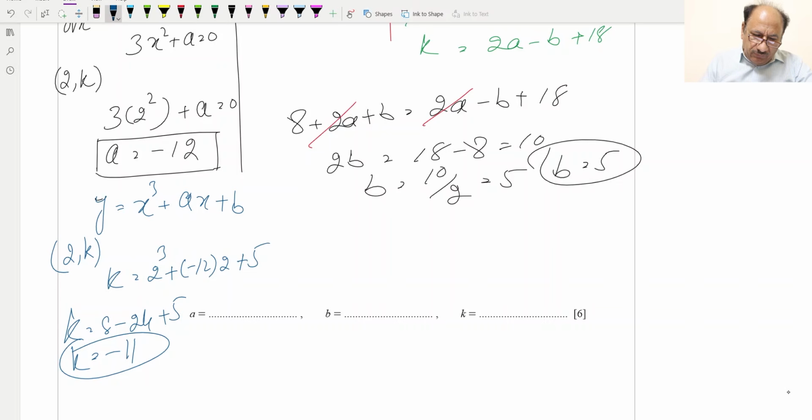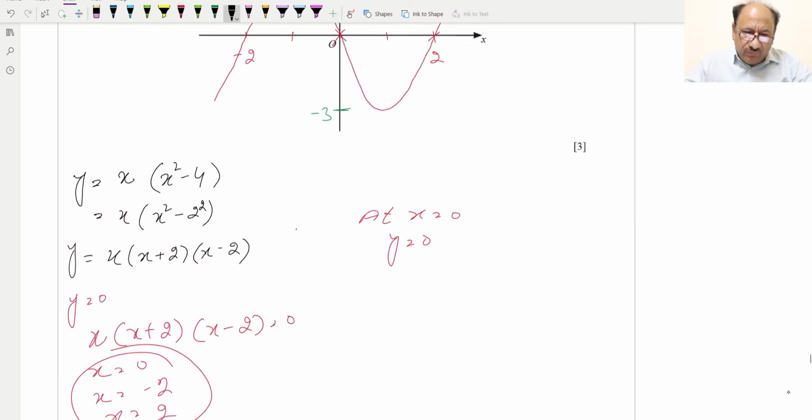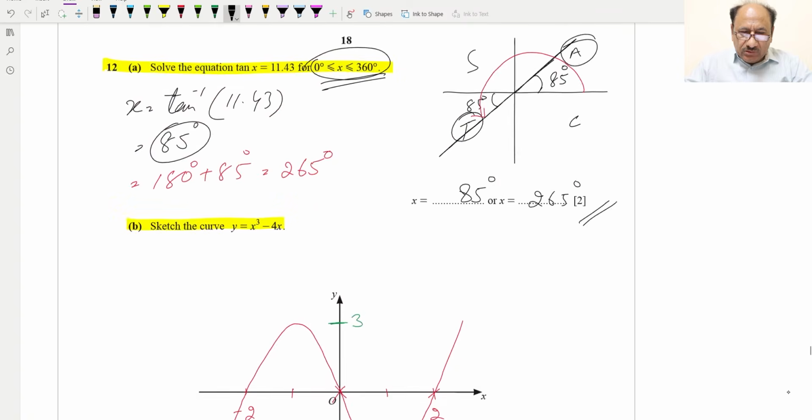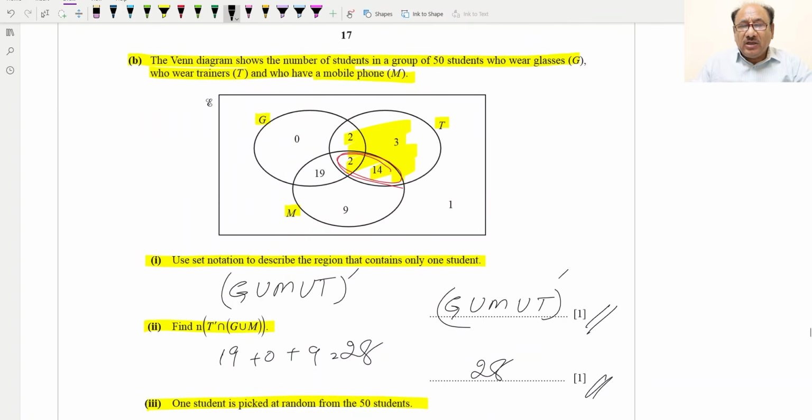We got all three values which were required, so our answer will be: a value is minus 12, b value is 5, and k value is minus 11. And this was a 6-mark question, very easy, straightforward. If you know the technique, you can solve it easily. That is not an issue. So we are done with the paper.